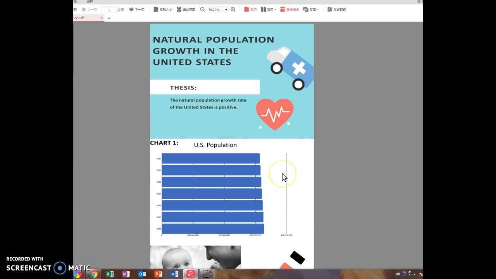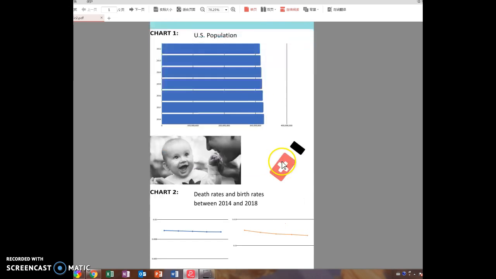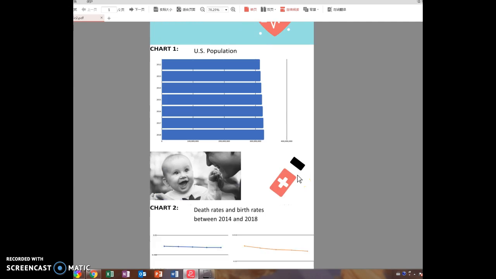My infographic thesis is that the natural population growth rate of the United States is positive. My first chart is US population in recent years. You can see the US population has not changed too much, but it is increasing. It has increased in recent years. So the US population is increasing.